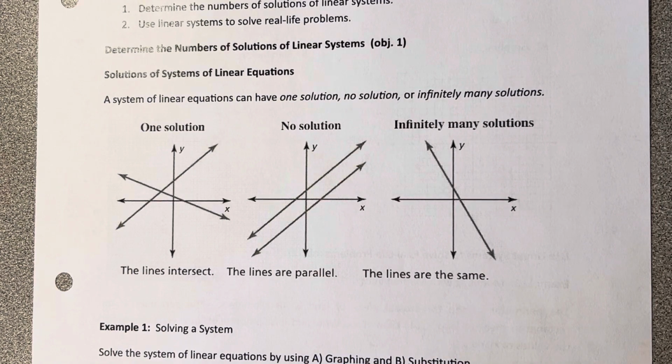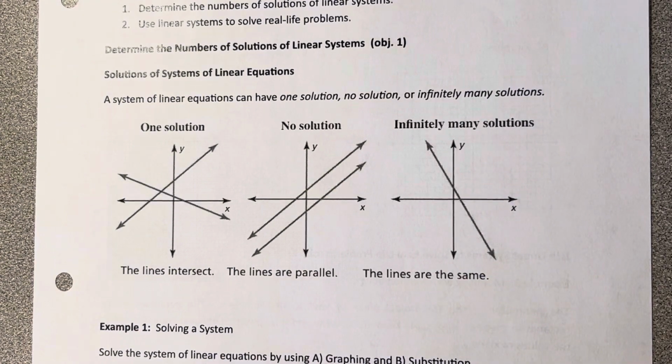There's other possibilities, though. It could be that when you graph your two equations in your system, they're parallel, and if they're parallel, they're never going to cross, and so you'd never have an X and a Y that would satisfy both equations at the same time. And then the last possibility is that they turn out to be graphed right on top of each other, and when that happens, we say there's infinitely many solutions.